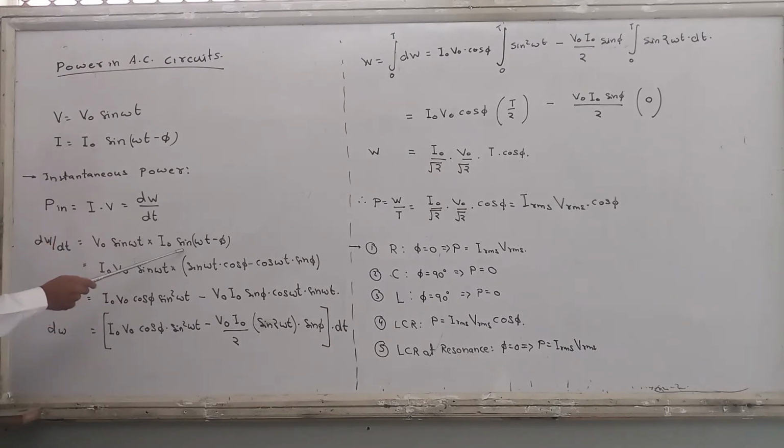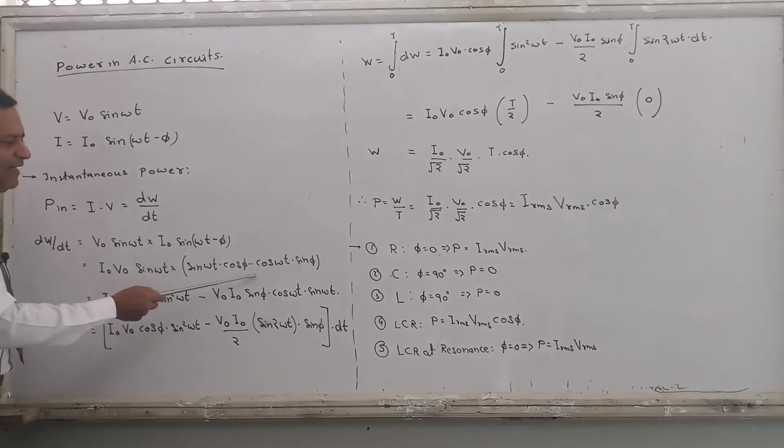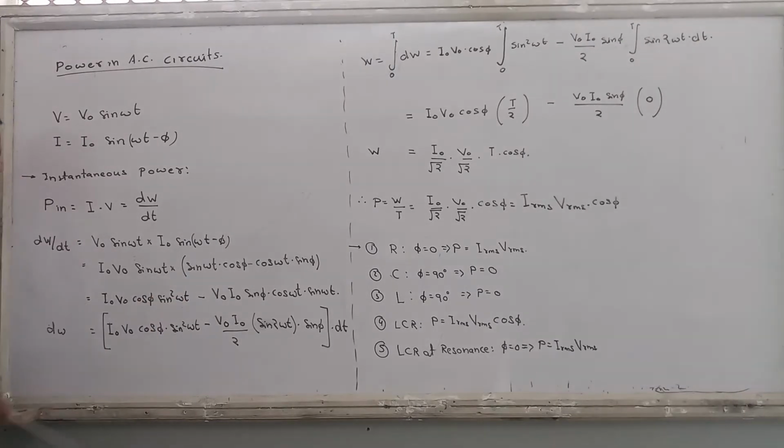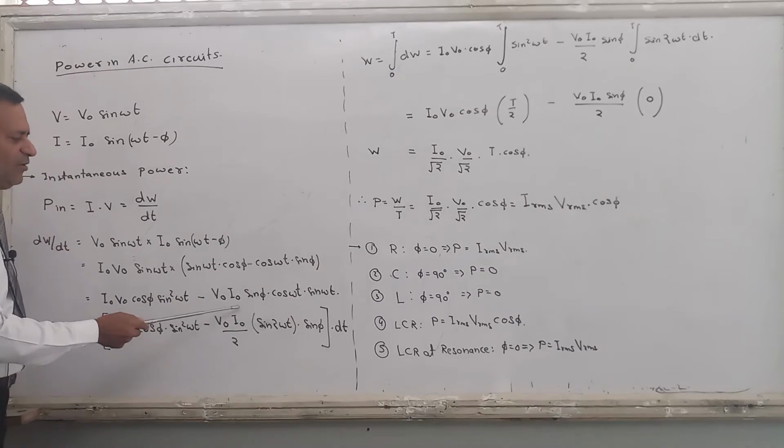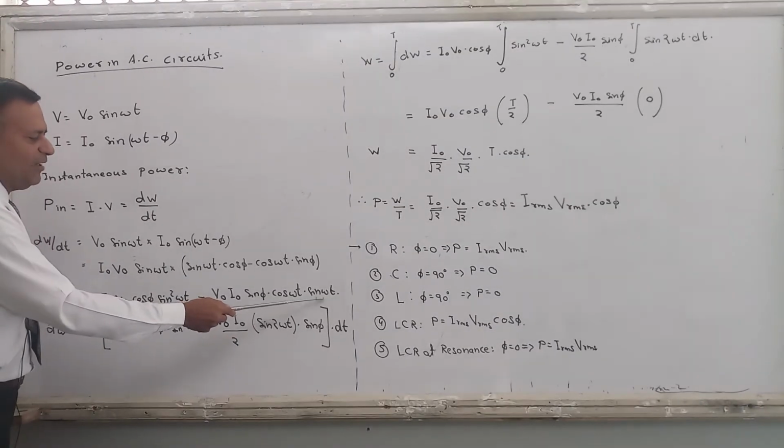In the next step, sin omega t minus phi, you have to expand it as sin omega t cos phi minus cos omega t sin phi. Right? Very simple. Okay, now in the next step, see I0 V0 multiplied by this: I0 V0 sin omega t multiplied by this. So I0 V0 cos phi will be written here, and sin omega t into sin omega t will make sin square omega t. Now multiplying this with the second term, I0 V0 sin phi cos omega t and sin omega t.